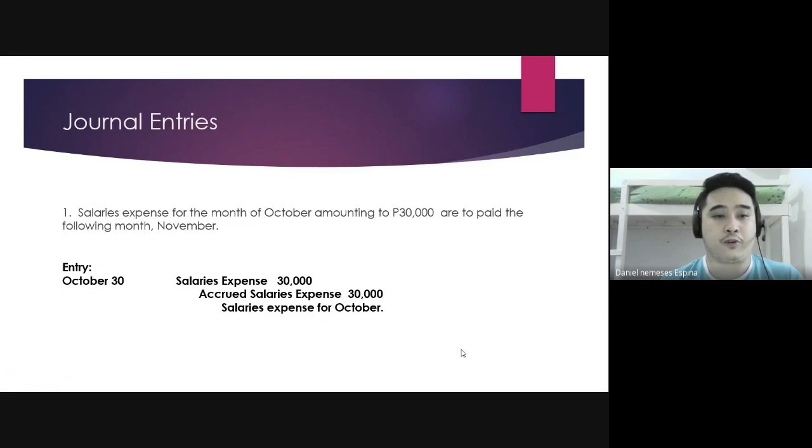So for number 1, that's a debit to salaries expense 30,000 and then we credit accrued salaries expense. Don't be misled, although it has expense in its name, in the sense it is not an expense. Accrued expenses are payables or liabilities. So debit salaries expense 30,000 and then credit accrued salaries expense 30,000. You may write an explanation: salaries expense for October.